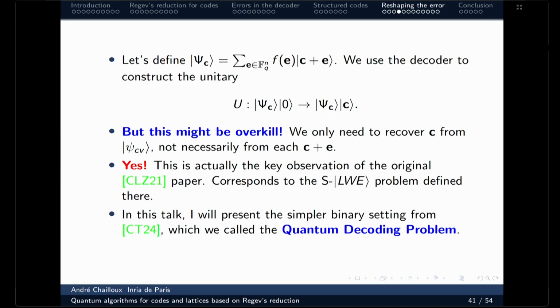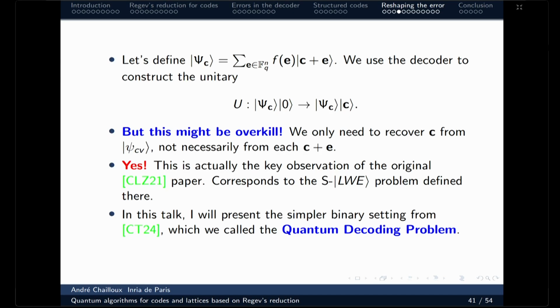But this might be overkill, because what we do is take this psi C and, for each C plus E, for each element of the computational basis of this quantum state, we erase this C. But this could be overkill because we actually need to recover this C not from each C plus E, but from this general quantum state, from this pure state, right? And so this is potentially a totally different problem, right?